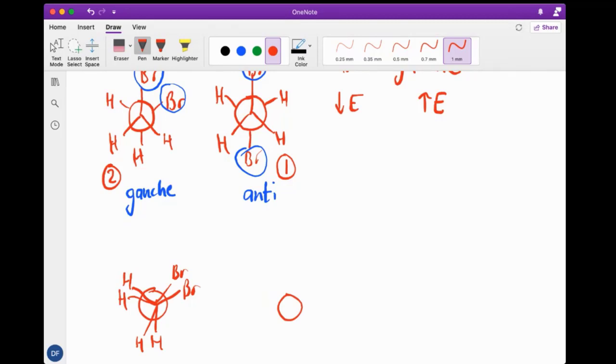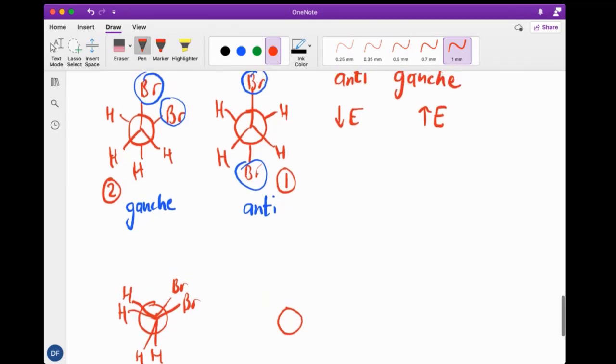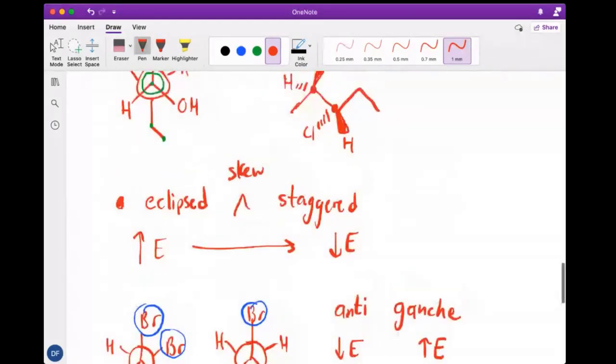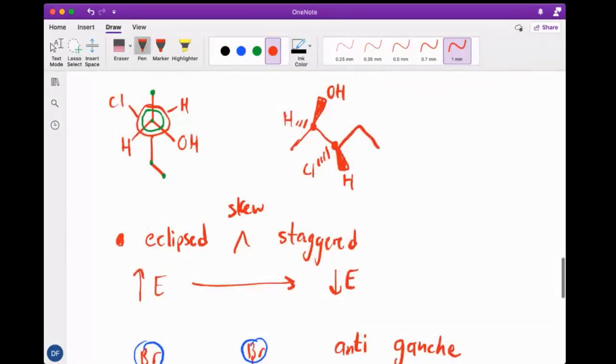The fifth carbon. What are you talking about? Are you talking about this one?